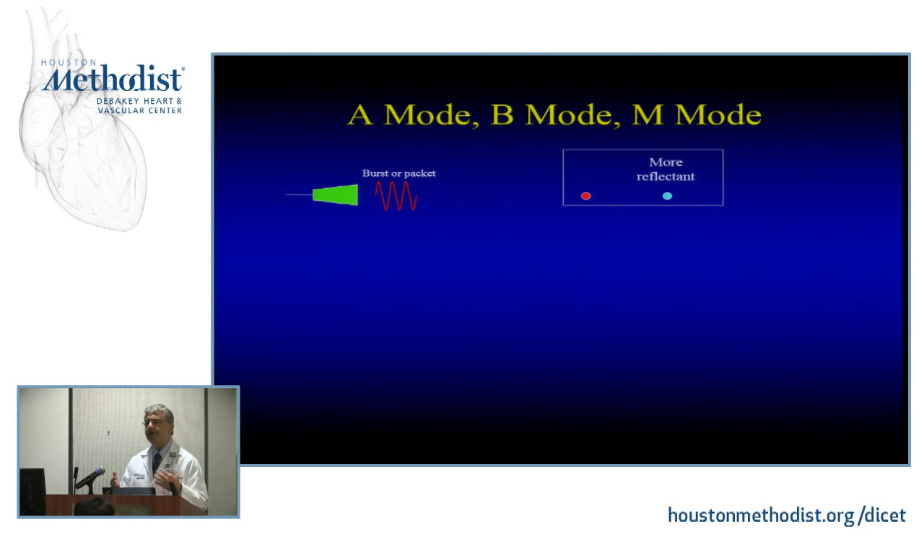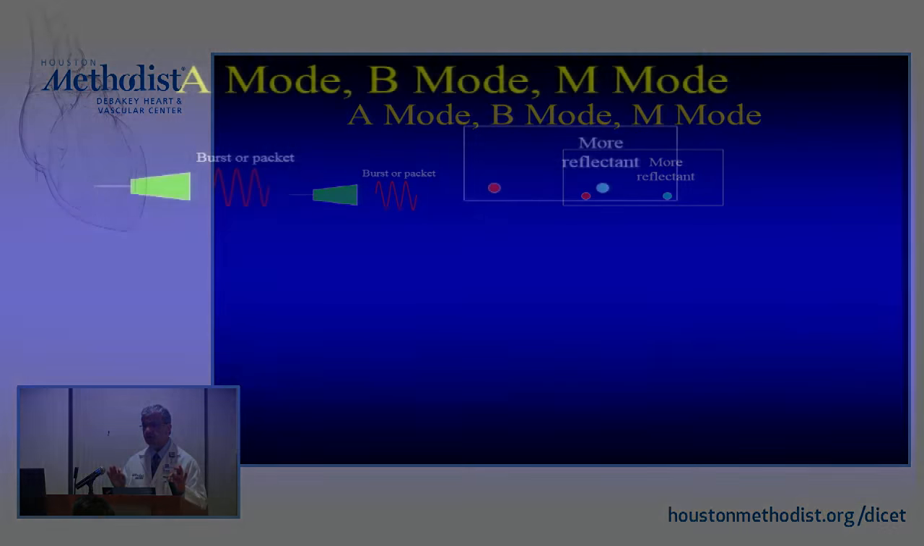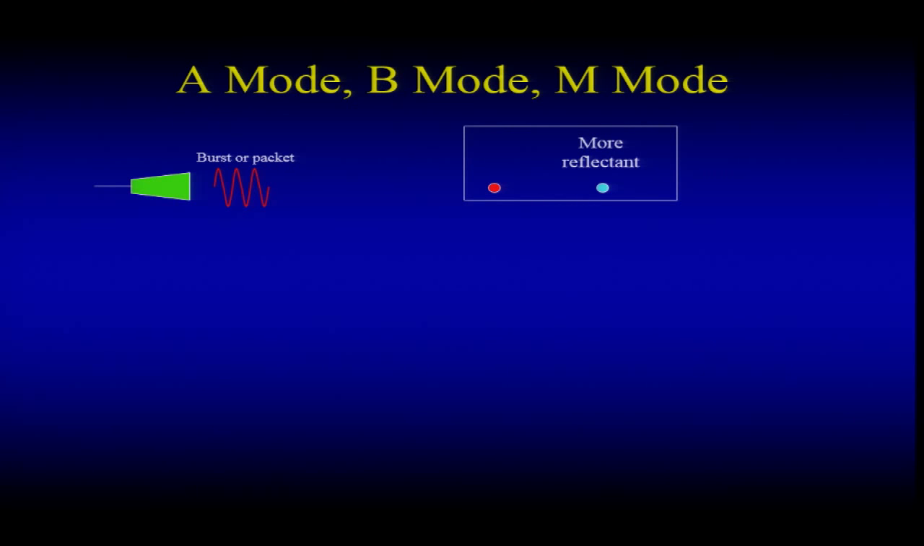So how about these various letters, right? You hear about an A mode that you've never seen probably in your life nowadays. A is for amplitude. So let's take an example of this red and blue structure, whatever that structure is, a dot, a pin, if you will, right? So if I send this burst of packet to it, on an A mode, which is an amplitude mode, and you don't see them anymore.